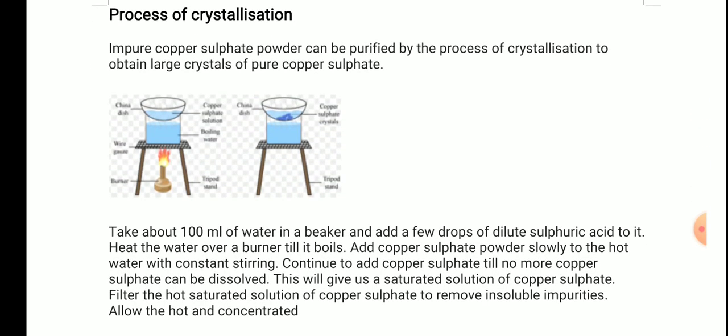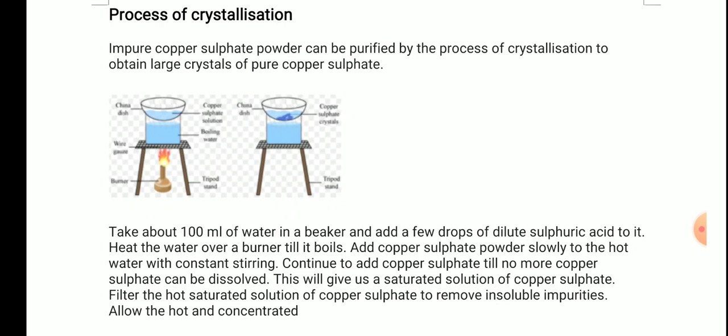Process of crystallization. Impure copper sulfate powder can be purified by the process of crystallization to obtain large crystals of pure copper sulfate. Okay, let's see how. Take about 100 ml of water in a beaker and add a few drops of dilute sulfuric acid to it. Heat the water over a burner till it boils. Add copper sulfate powder slowly to the hot water with constant stirring.